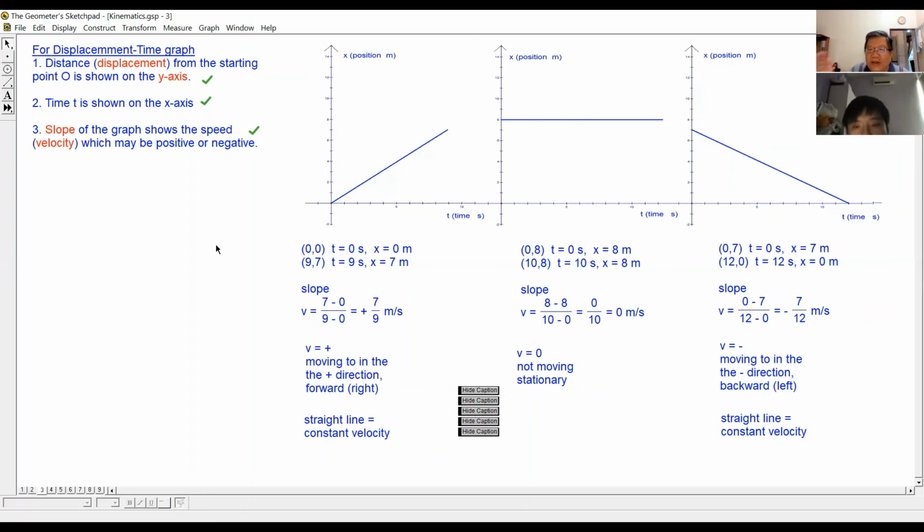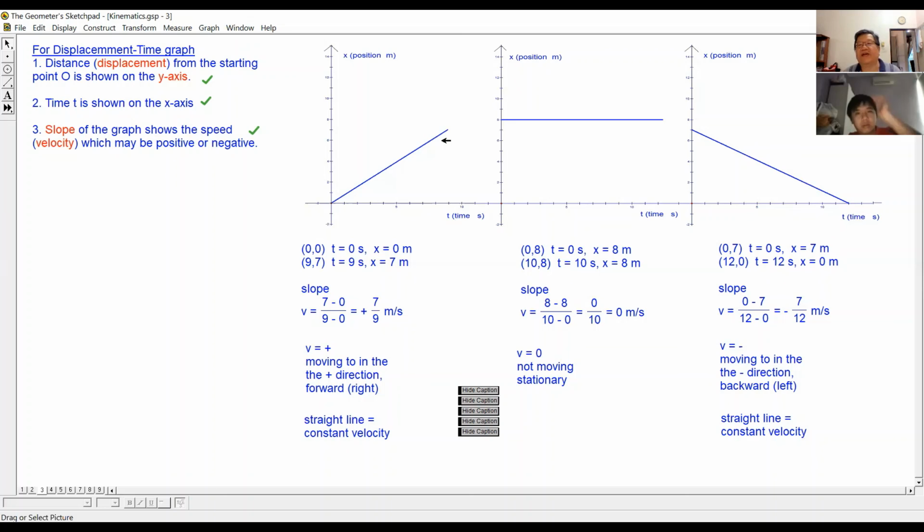You compare the three types of lines, and you try to remember by looking at the shape of the line, what does it mean? First one, going up, what does it mean? Position-time graph going up, what does it mean? Moving or not moving? Moving. Moving in which direction? Positive direction or negative direction?